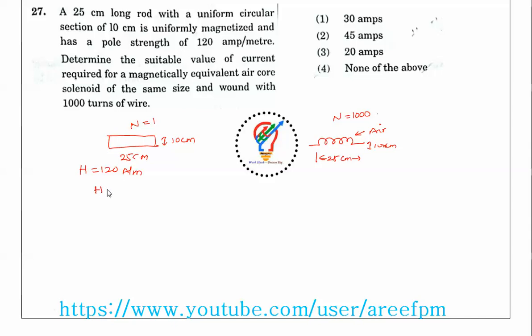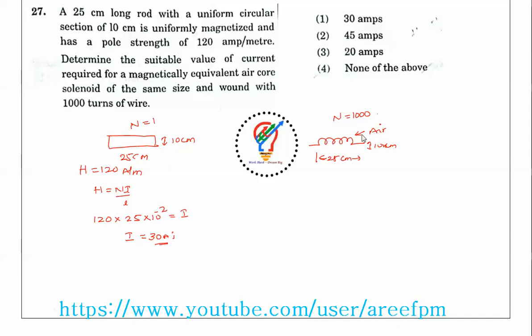We know the basic formula is H is equal to Ni by L. If we consider N as 1, then 120 into L, which is 25 into 10 power minus 2, is nothing but I. So if we solve this, I will be 30 amperes for this solenoid.